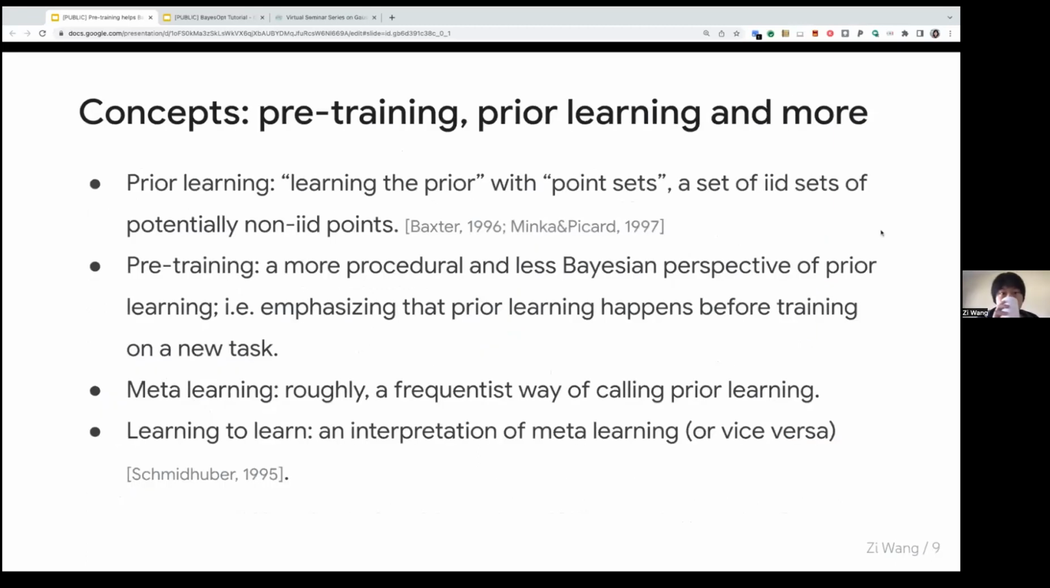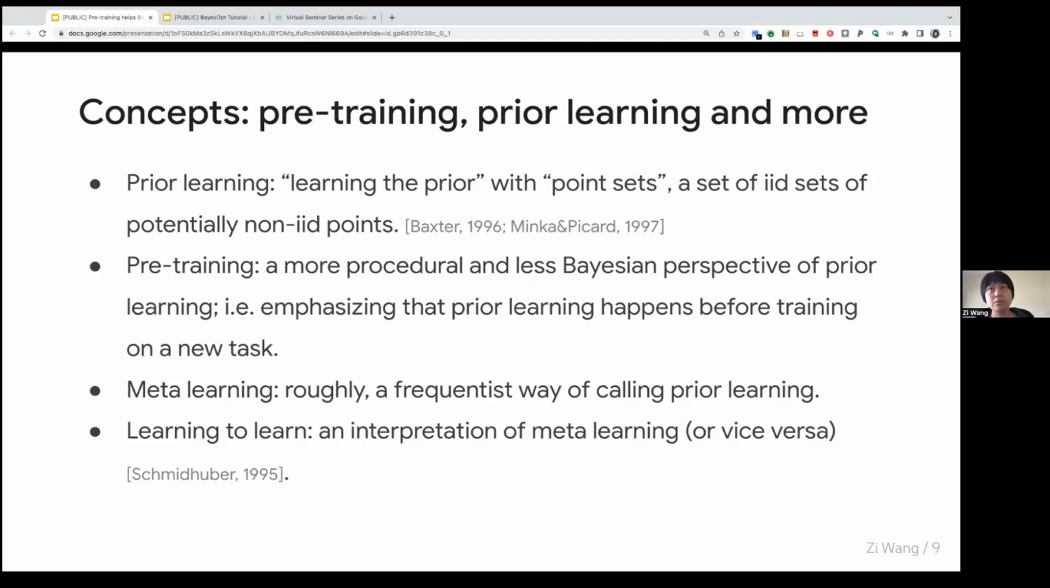Okay, so a few concepts here. Prior learning itself is a relatively classic word. Probably 10-ish years ago, people were already thinking about how we learn the prior. And they pointed out that we're going to learn it from point sets, which is a set of IID, or potentially non-IID, points. I'll go back to this point later.